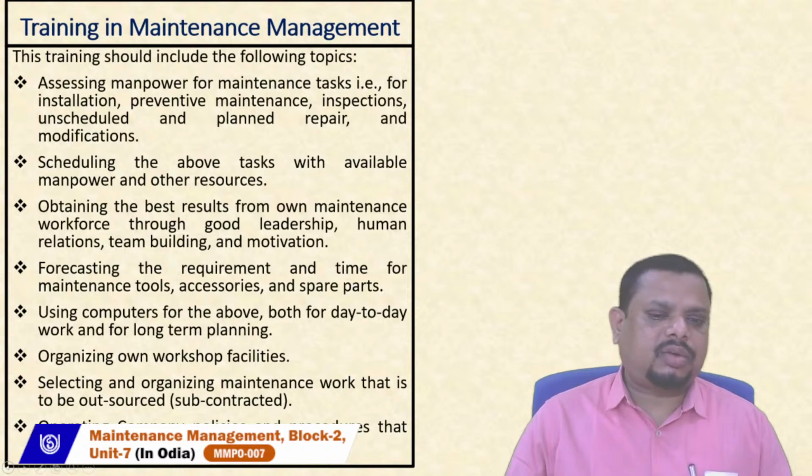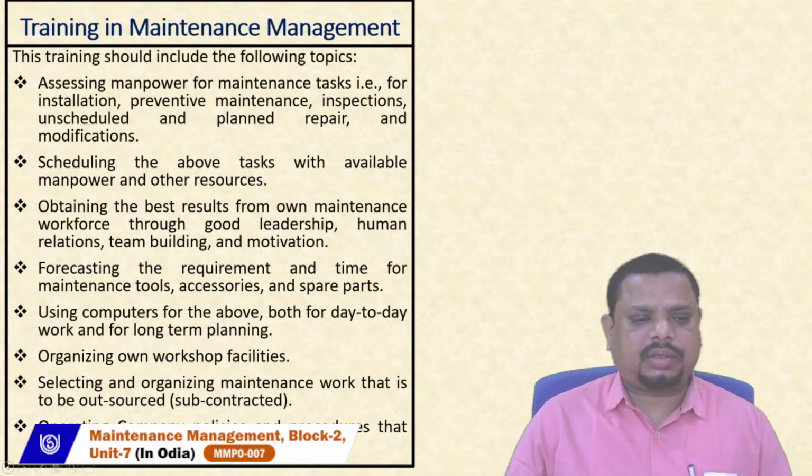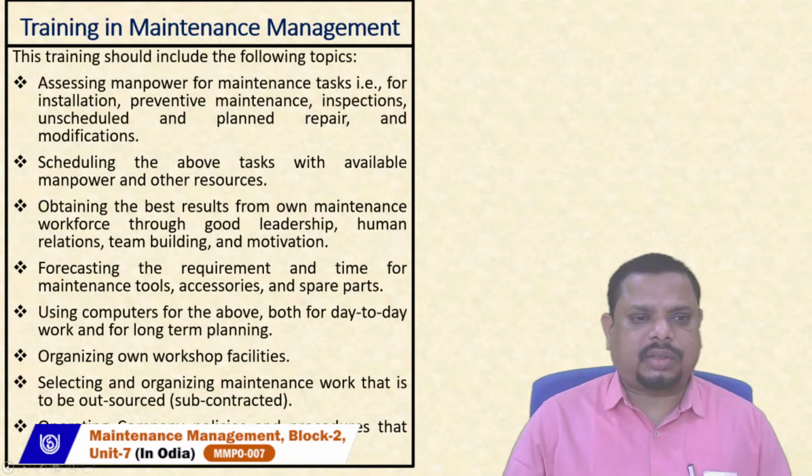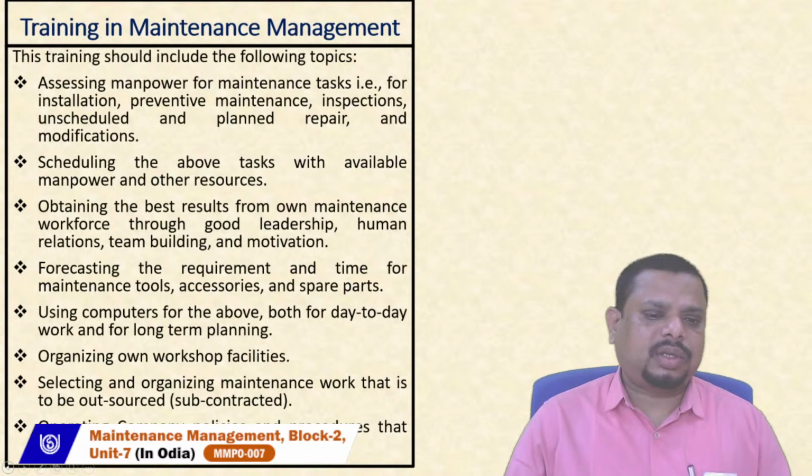So in these cases, they will go for day-to-day work planning as well as long-term planning for the maintenance management work. The next we have organization's own workshop facilities. Whenever we go for maintenance management, especially referring to tools, accessories, spare parts, if any kind of modification is required, in those cases the maintenance department has its own workshop facilities so that they can easily modify or go for repair works inside their own workshop facilities.